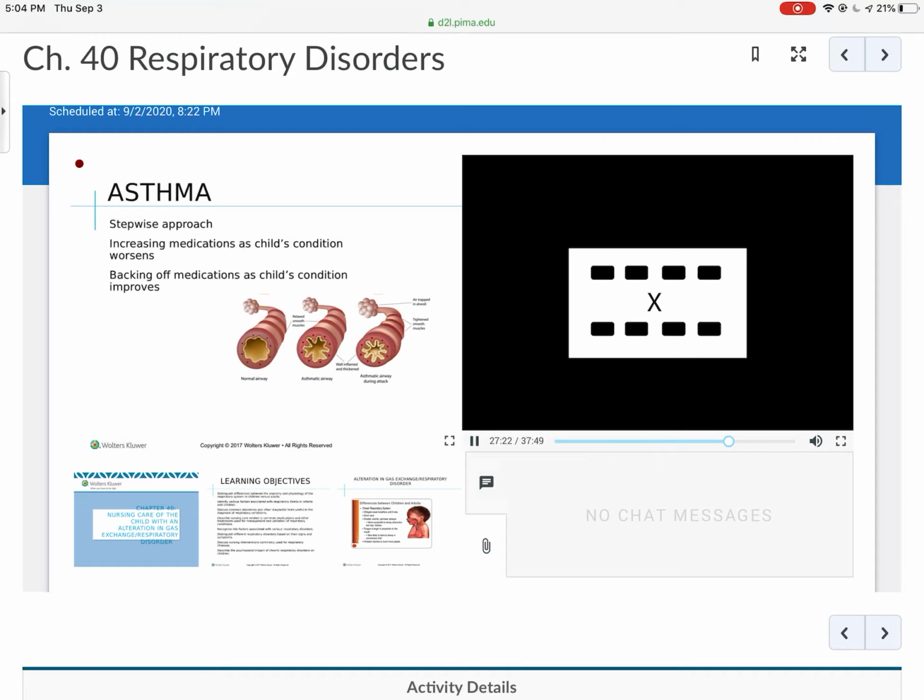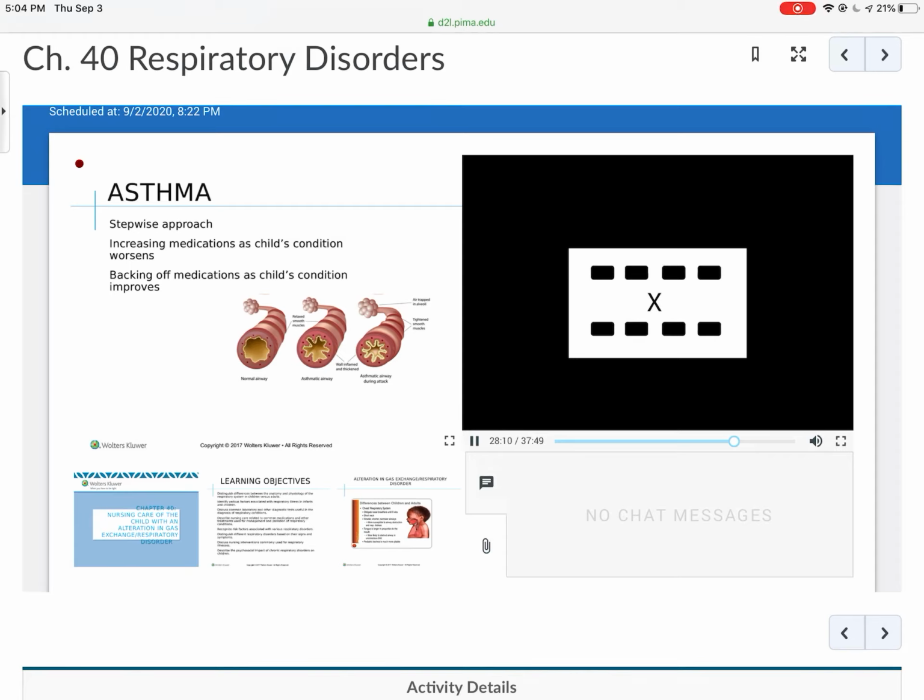So for asthma, it's an inflammatory airway disorder. So airway edema, some mucus production, not nearly as much as RSV. They could have complete airway obstruction, different types of asthma. So with asthma, we have a stepwise approach, so an asthma action plan. As the child's condition gets worse, we have increasing medications, and then we back off as they get better. Asthma action plans look like a stop sign. So depending on the colors, depending on the treatment, and then for red, there's signs of what they can do or call 911.